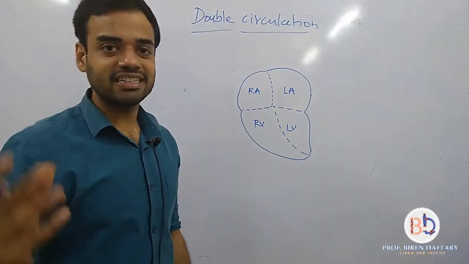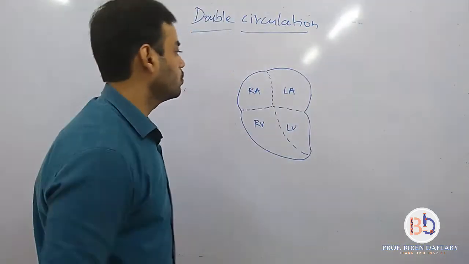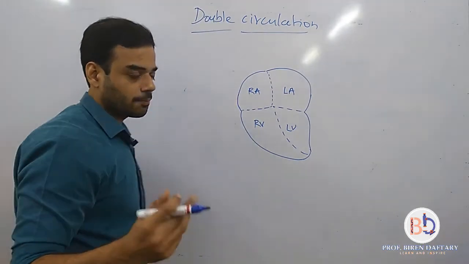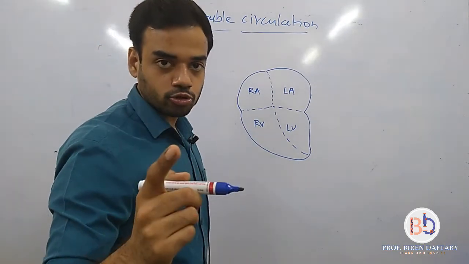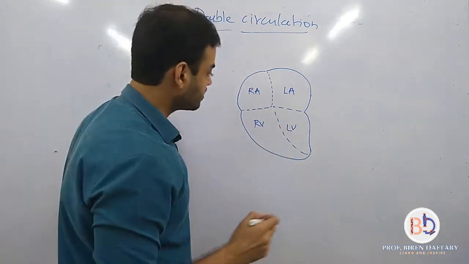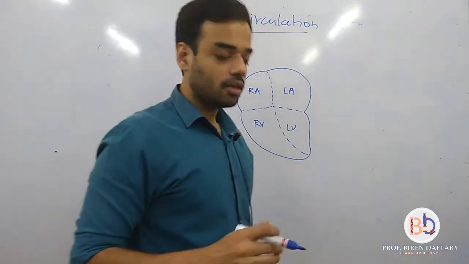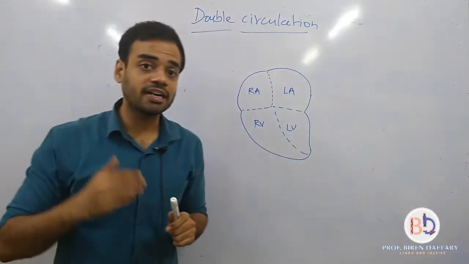It is also seen in incompletely 4-chambered heart and 3-chambered heart. Okay, now what is double circulation? First circuit that I am going to show you, since it is double circulation, first circuit is between the heart and the lungs. Now can you tell me the passage of blood from the heart and the lungs?